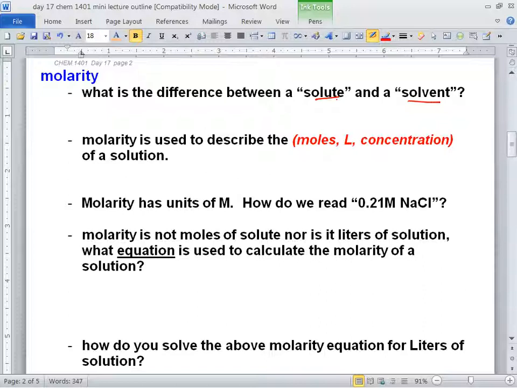Does the solute have to be a solid? Aren't we used to thinking of that? It doesn't have to be, right? You could dissolve beer in the ocean. So beer is your solute, the ocean is the solvent.